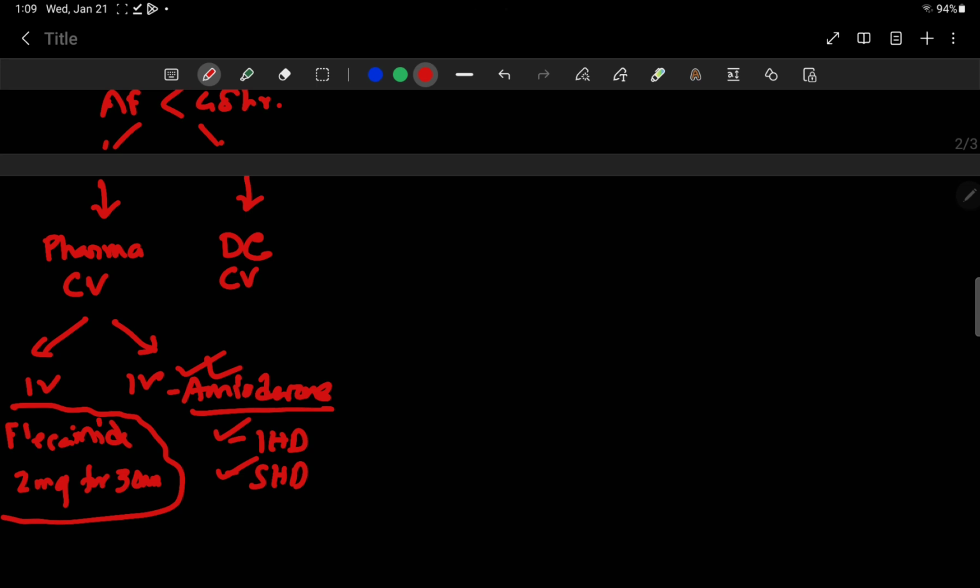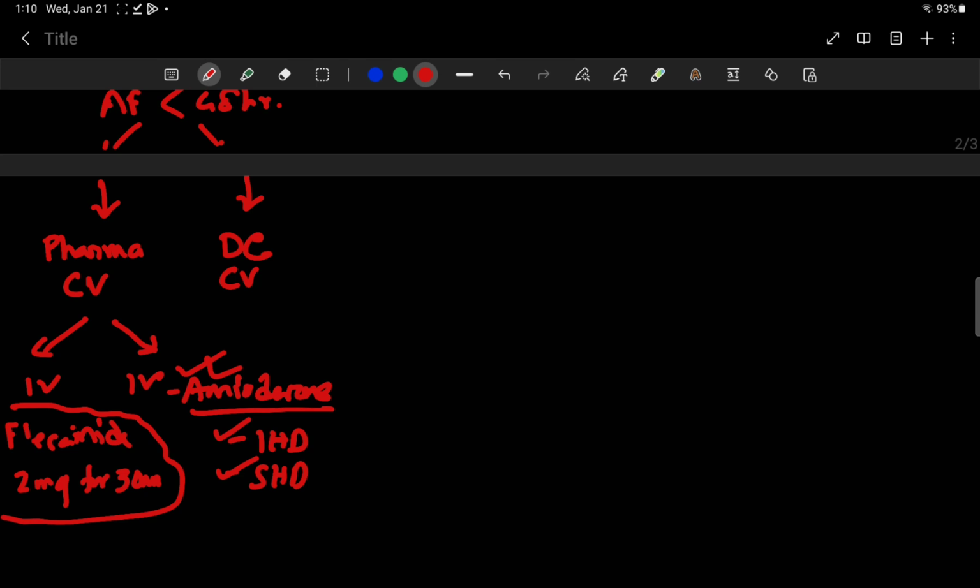DC cardioversion can be given, as I mentioned, in less than 48 hours presentation, but you have to assess the patient's condition. The patient also requires sedation in DC cardioversion, and there is a history of relapse in most DC cardioverted patients, so pharmacological is a good option. So if the patient is presented in less than 48 hours, go for cardioversion, it can be pharmacological cardioversion. Okay, and another is DC cardioversion.